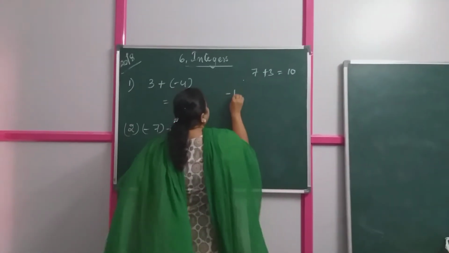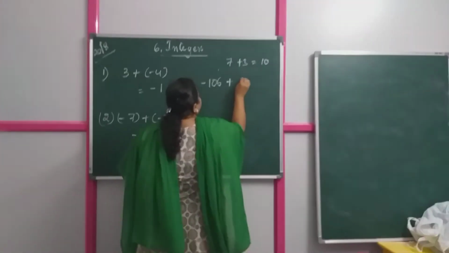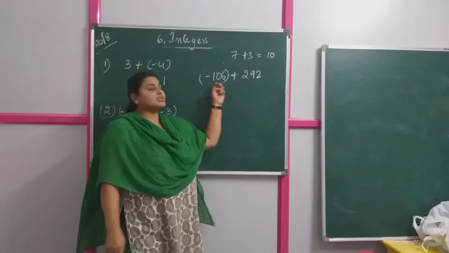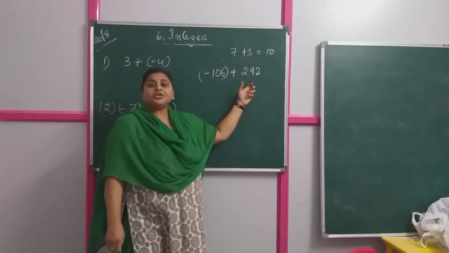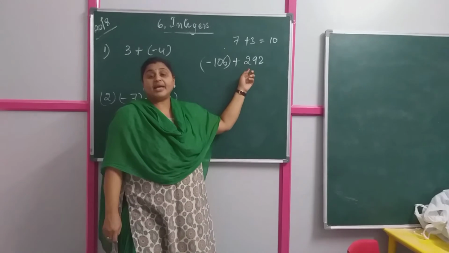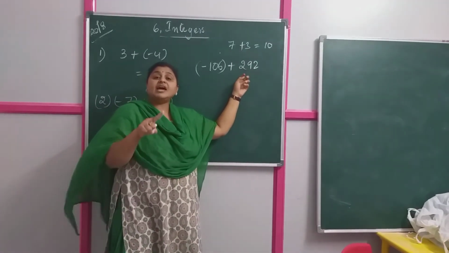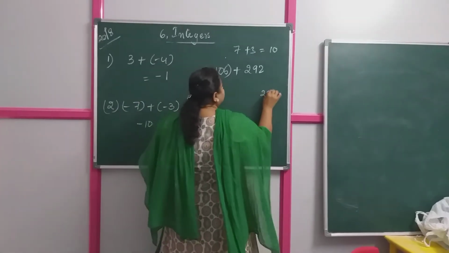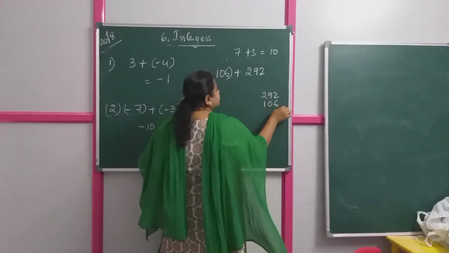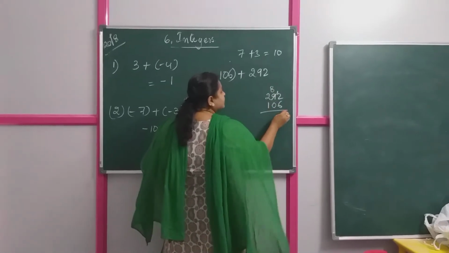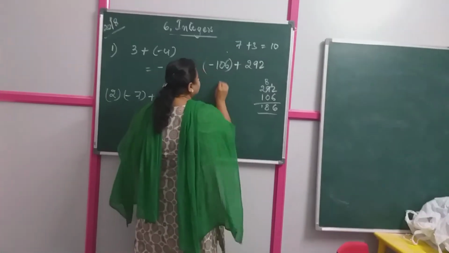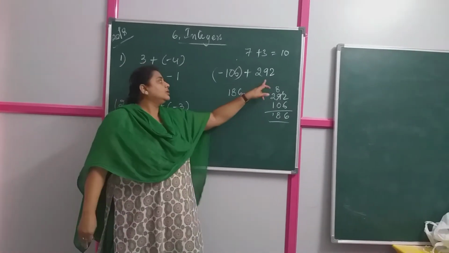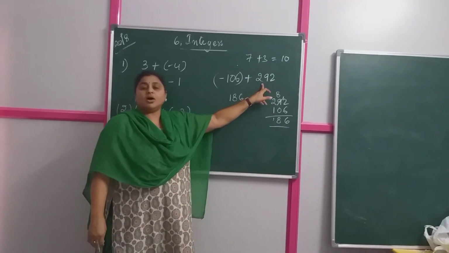Suppose I have minus 106 plus 292. Okay, now one is minus, the other is plus. What am I going to do? If one is minus and the other is plus, I have to subtract and give the greater number's sign. Now 292 minus 106. I got 186 as the answer. Now which number is greater? 292 is greater. What is the sign?